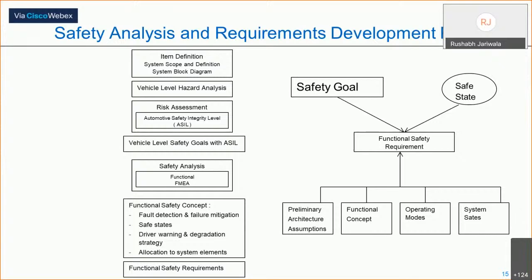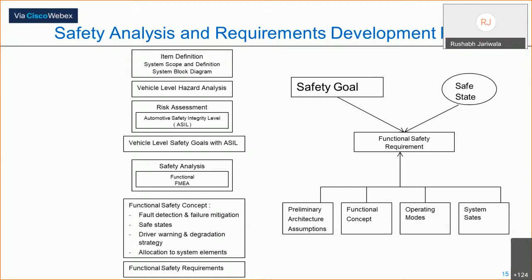And then it goes to the next level of defining the functional safety concept, under which one defines for which hazards one needs to indicate the driver, or which need to have their own safe mechanisms, and so on. So those are some things related to, I would rather say, the safety analysis.